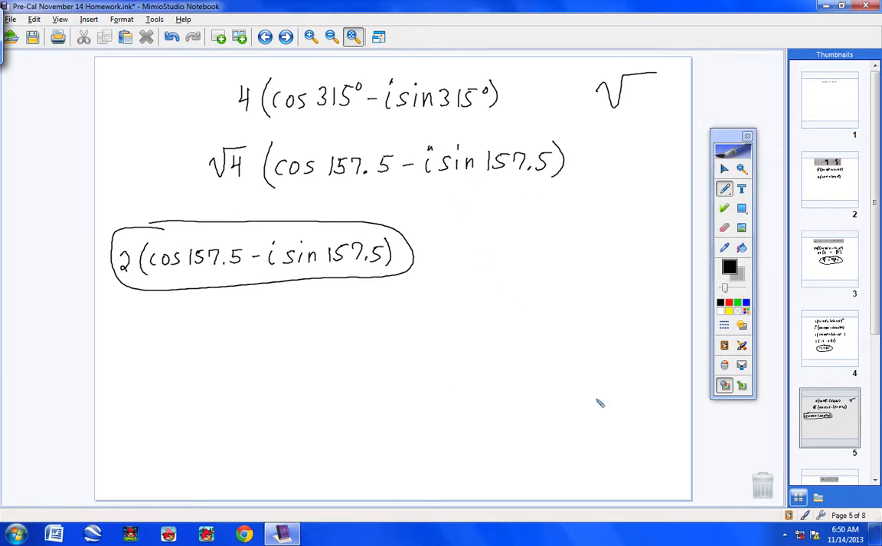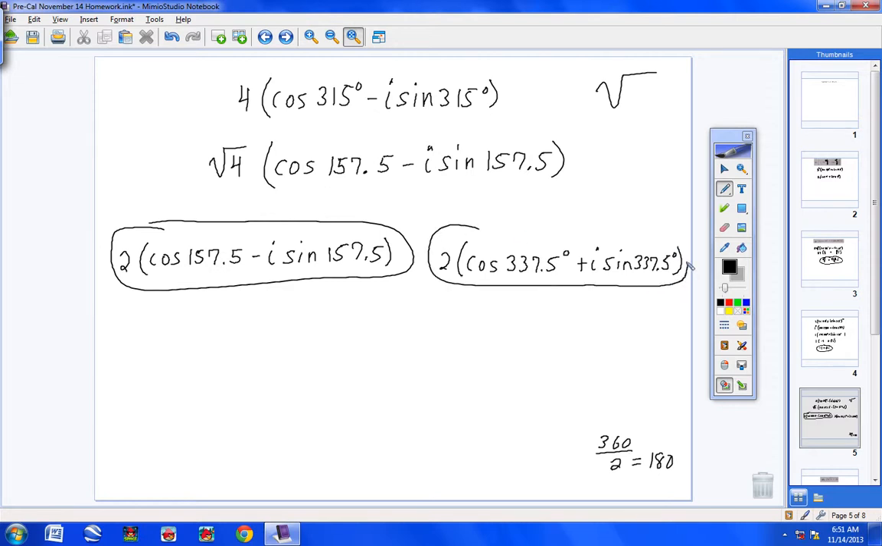Now how I've taught you to do that is you always take 360 and you always divide it by whatever your root is. In this case it's a square root, and we're going to get 180. So that's what we add to our angles, is 180. So we're taking 157.5 plus 180. And so what we're going to get for our other answer is 2 parentheses cosine of 337.5 degrees plus i sine 337.5 degrees.